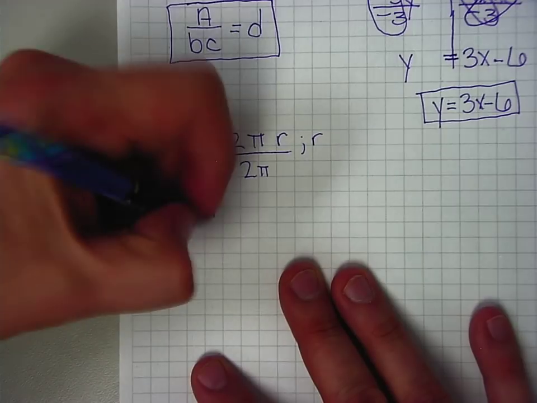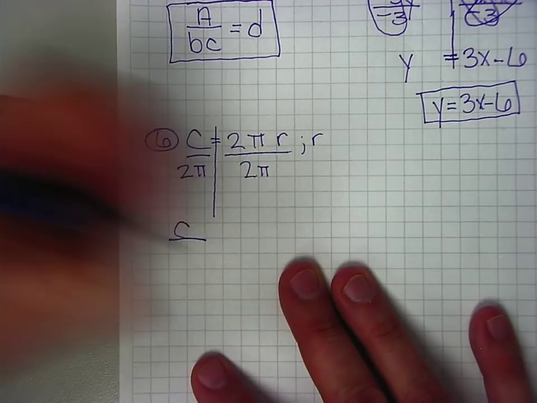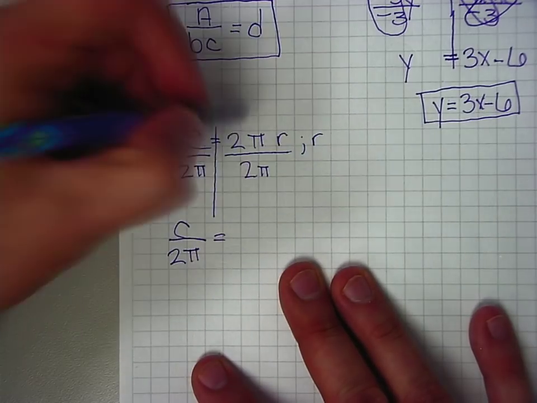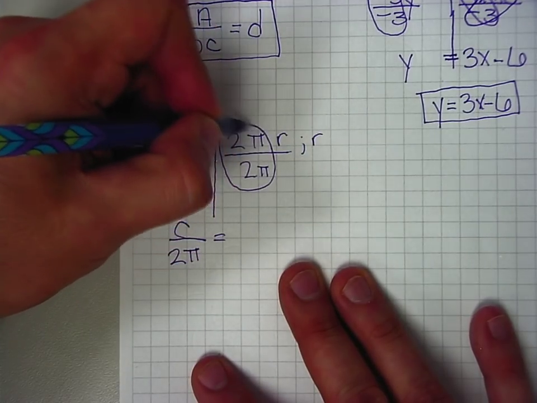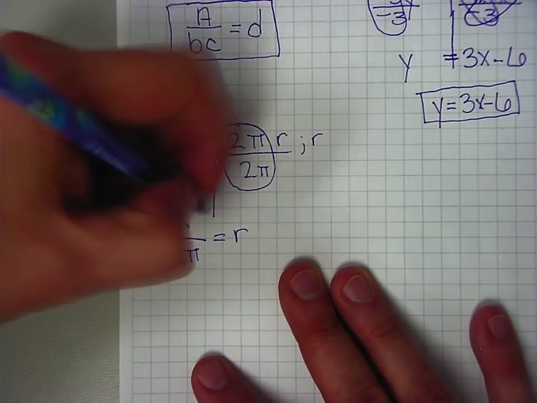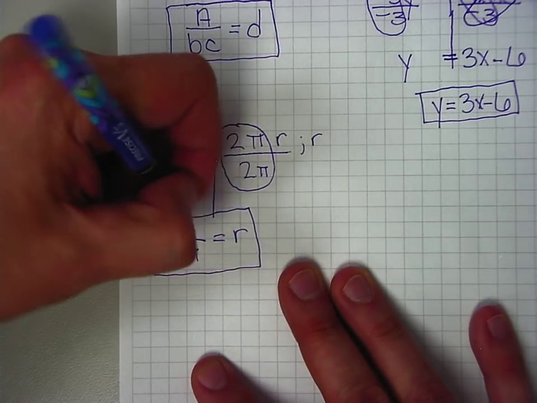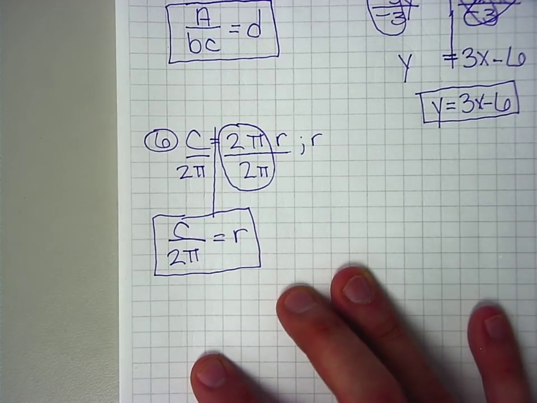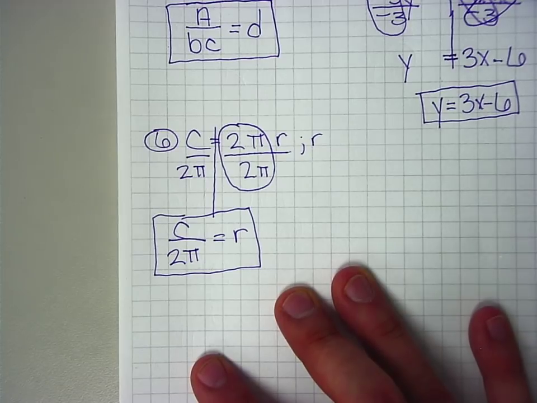My final result is C, circumference, divided by 2 pi equals 2 pi divided by 2 pi, 1 r. So a single r. And that is my answer right there. Let's go ahead and move on to number 7.